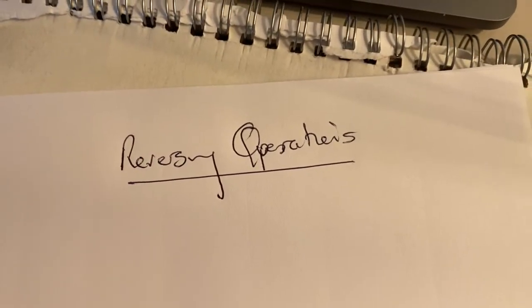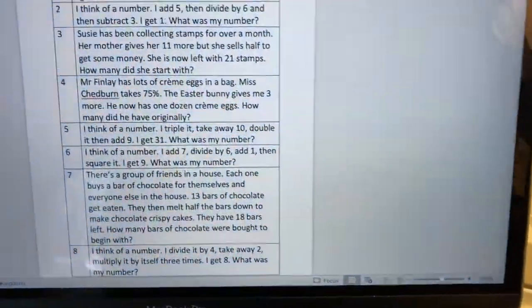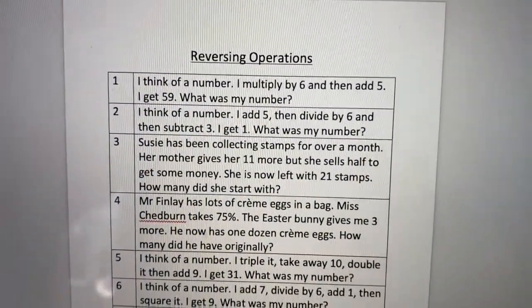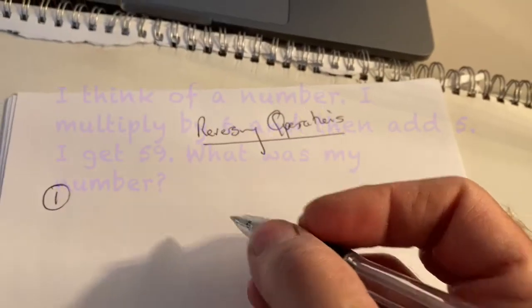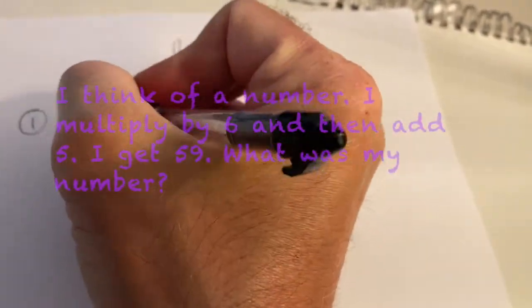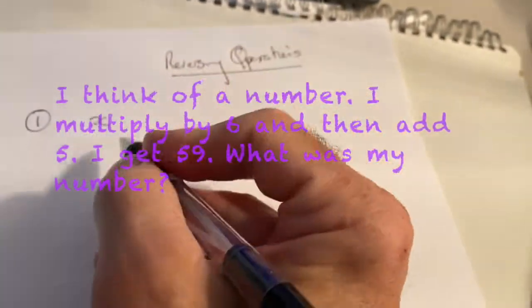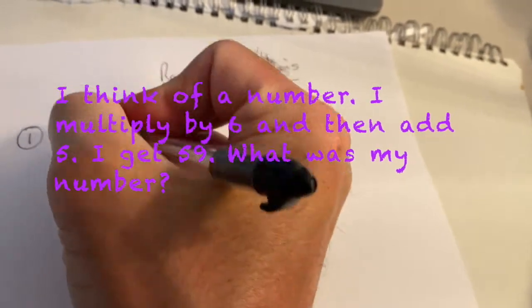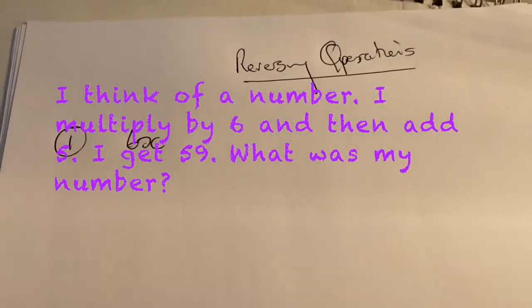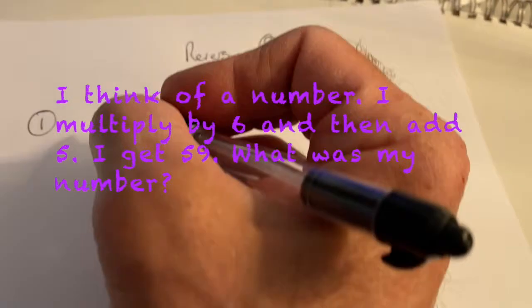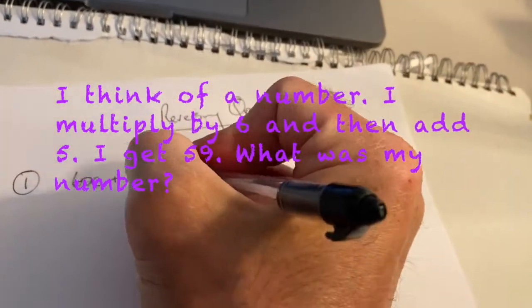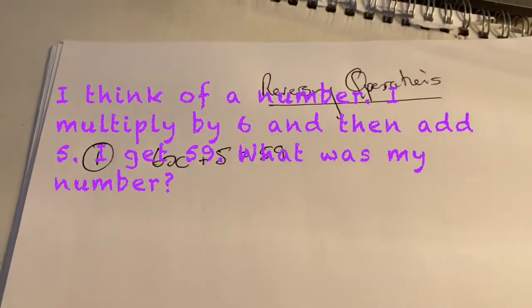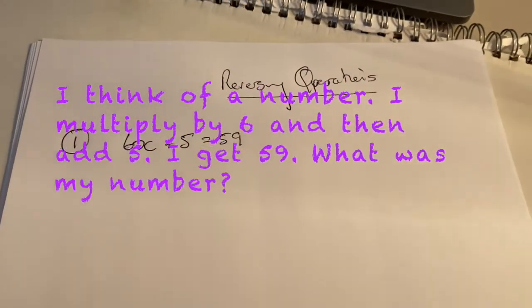Okay, reversing operations. I'm going to go through these questions and show you how I would answer them. The first one is: I think of a number, so let's call that x. I multiply it by 6, so I write 6x. Then I add 5, and I get 59. That's how I set the question up, and then it asks, what is my number?